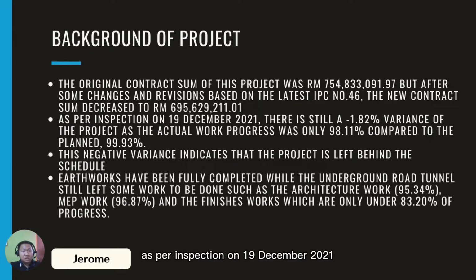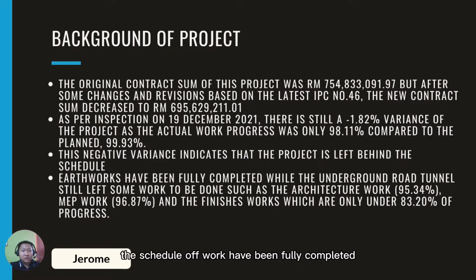As per inspection on 19 December 2021, there is still a negative 1.82% variance of the project, as the actual work progress was only 98.11% compared to the planned work, 99.93%. This negative variance indicates that the project is left behind the schedule.